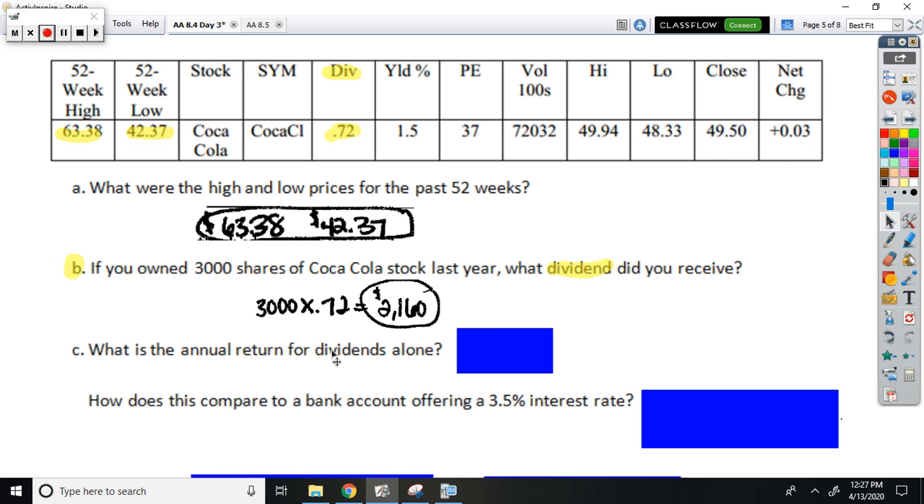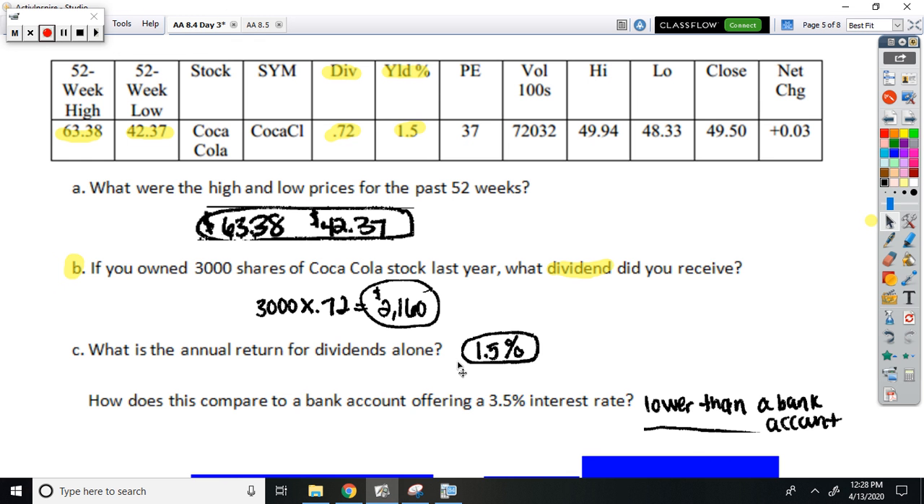Part C, what is the annual return for dividends alone? That is your percent yield. So that would be 1.5%. How does this compare to a bank offering a 3.5% interest rate? Well, 1.5 is lower. So that would be lower. The dividends are lower than a bank account in this case.